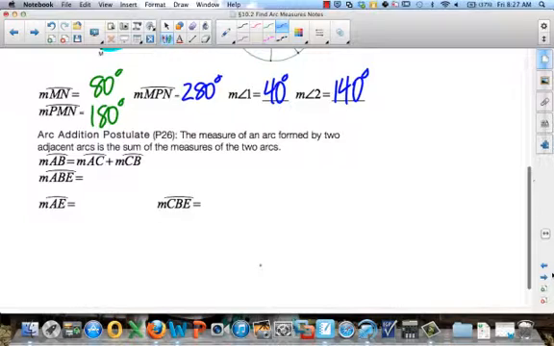For 8, and then wait. Oh, 360 minus. I can do this, Lauren. I don't know what I'm doing. Because this one's also here. Yeah.